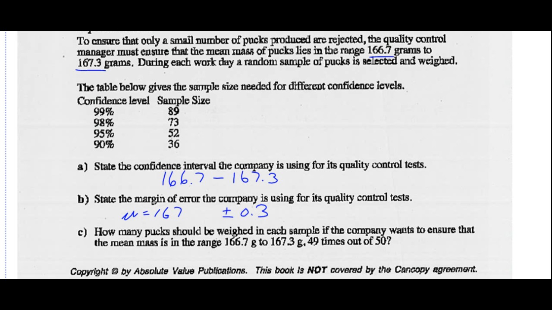And part C, how many pucks should be weighed in each sample if the company wants to ensure that the mean mass is in the range 166.7 to 167.3, 49 times out of 50? Well, 49 out of 50 is 98% of the time. So I look up here, 98% of the time means a sample size of 73 pucks. So we need to have a sample size of 73 pucks.